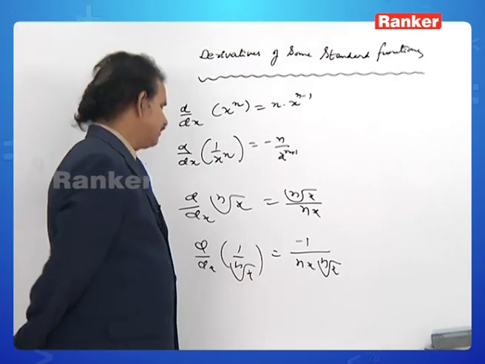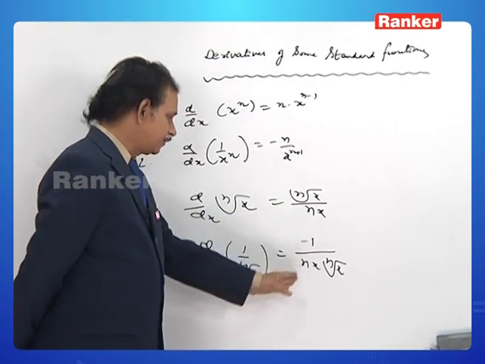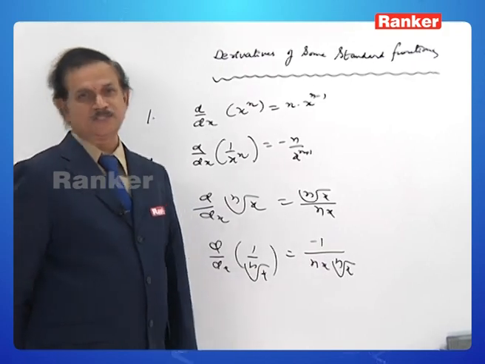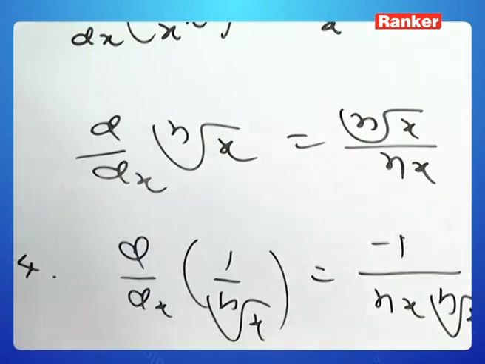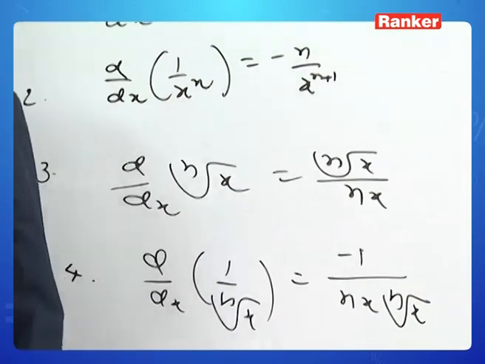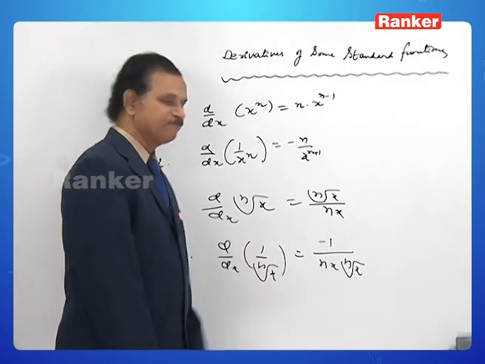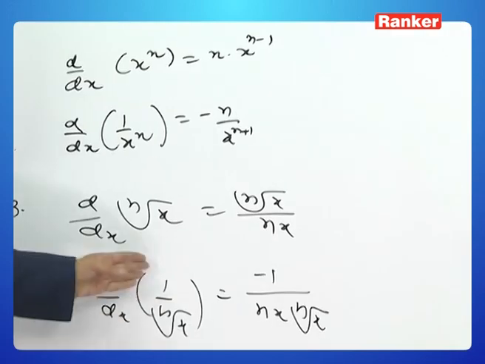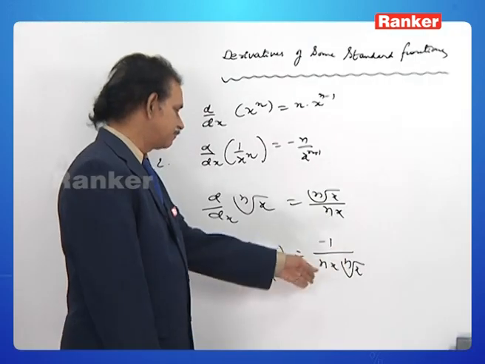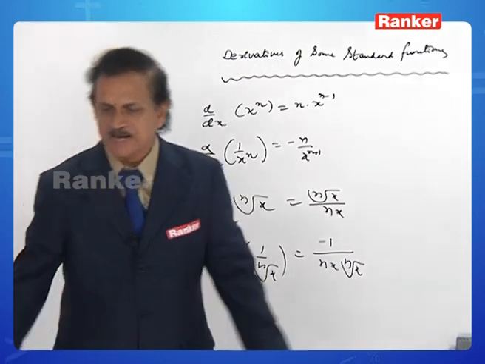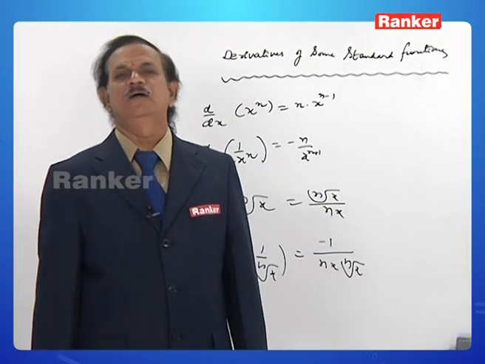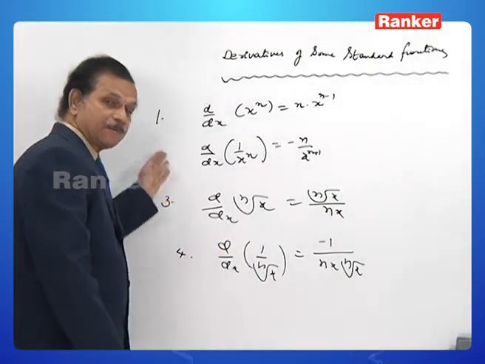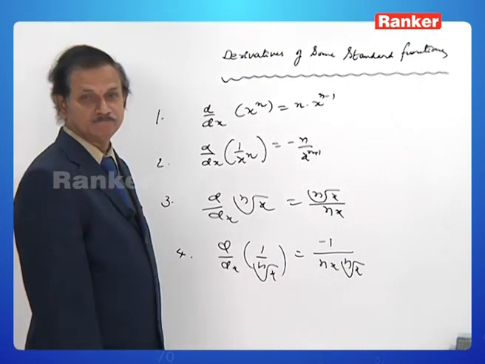What is the derivative of 1 by root x? Minus 1 by 2x root x. What is the derivative of 1 by cube root of x? Minus 1 by 3x into cube root of x. What is the derivative of 1 by 4th root of x? Minus 1 by 4x into 4th root of x. What is the derivative of 1 by 5th root of x? Minus 1 by 5x into 5th root of x. Like that you can proceed. This is the way in which you are supposed to remember the formula.